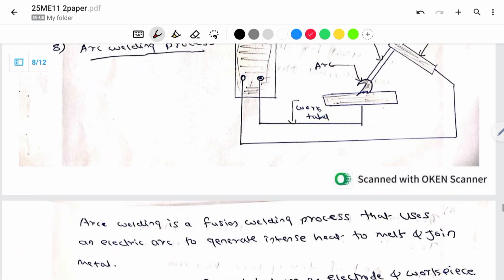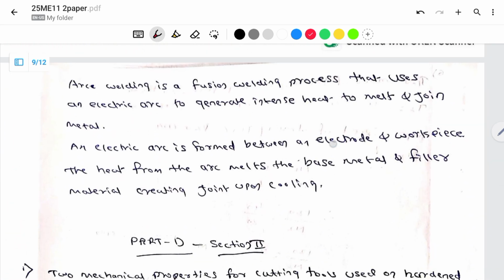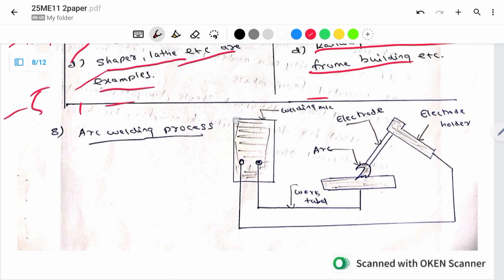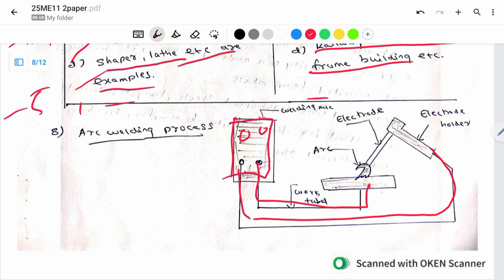So next, arc welding. First of all, you need to draw the diagram cleanly. So there will be a power supply. So one is negative and one is positive. One part is connected to the electrode and another is connected to the workpiece. So because of the connection, whenever you set the voltage and the current, with the help of this, this is called the electrode. So this is the electrode holder. So this is the construction of the welding machine. A simple diagram it is. So these are the cables.